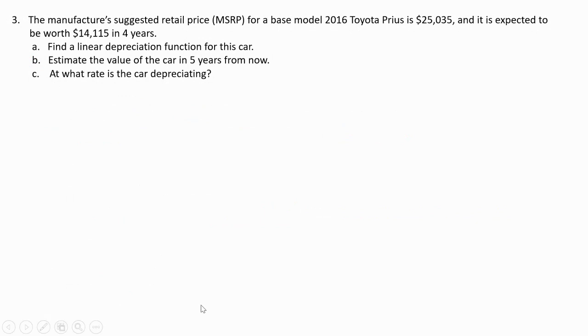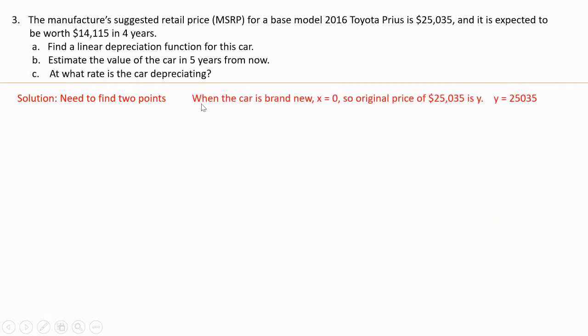Okay. So how do we start here, guys? Solution. We need to find 2 points. Okay. We need to find 2 points. So when the car is brand new, right? I believe this problem came in 2016. That's why the car was brand new. But maybe next time I'll just switch the date to the current date, which is 2022. This way it'll make a little bit more sense.